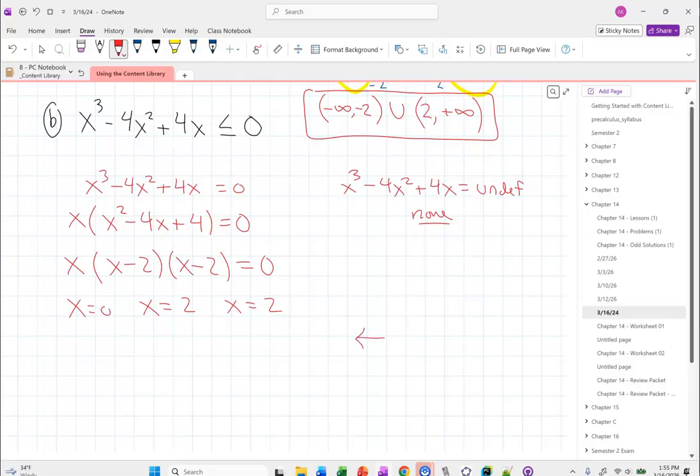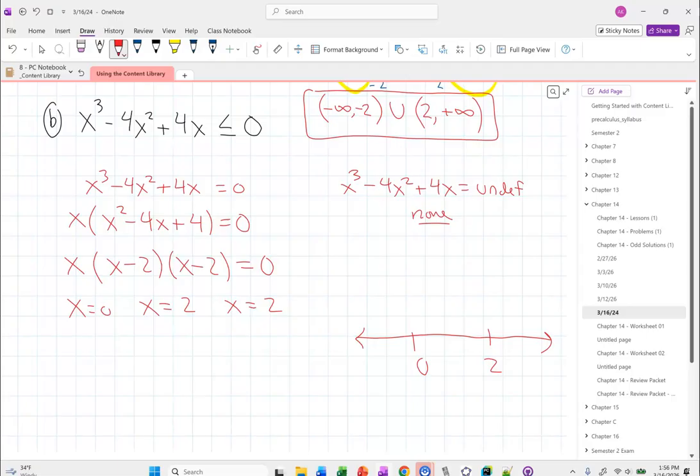All right. Now let's build our sign diagram. What numbers are going to go on my sign diagram? 2 and 0. Okay, what order do they need to go in? 0 on the left, 2 on the right. Okay, 0 first and 2 afterwards. Why? Because 0 comes before 2 on the number line. Just counting, right?